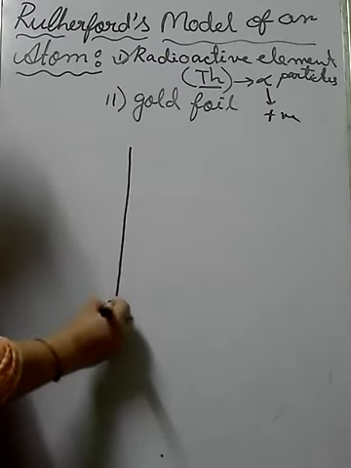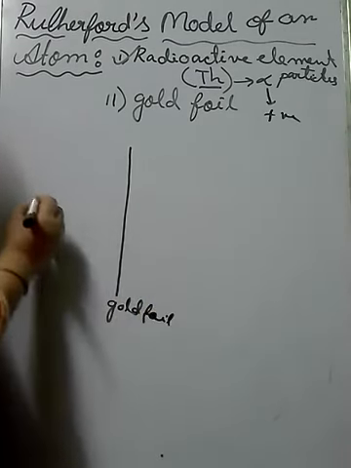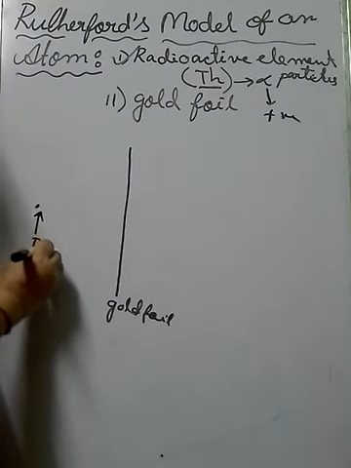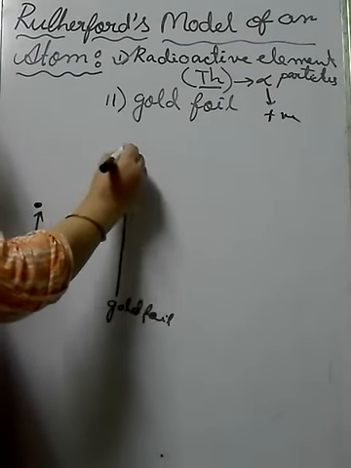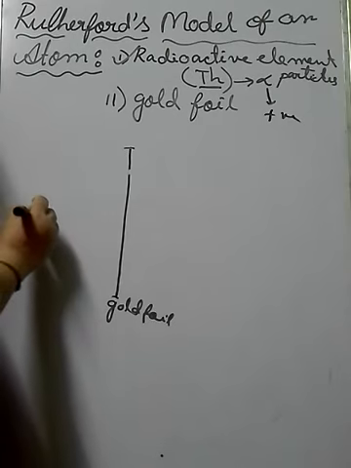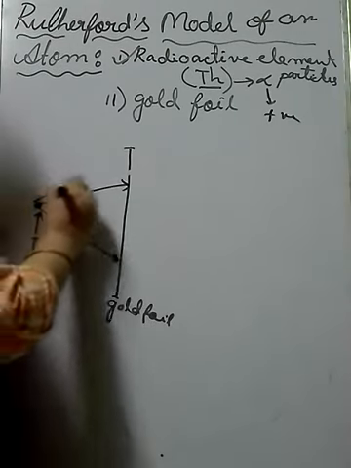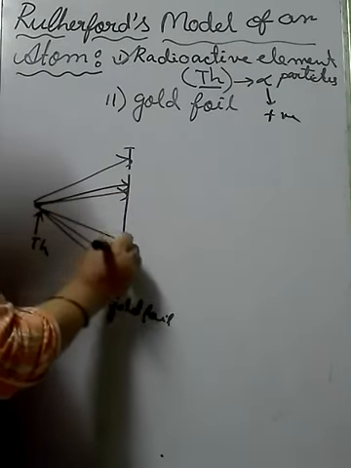This is the gold foil, and here the radioactive element is taken. This is thorium, suppose. Thorium is taken here, and in front of it the gold foil is taken. Now, from this thorium, many radiations are emitted. It is going towards the gold foil.